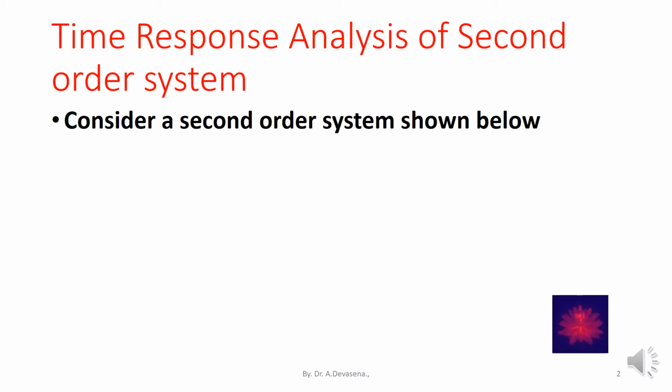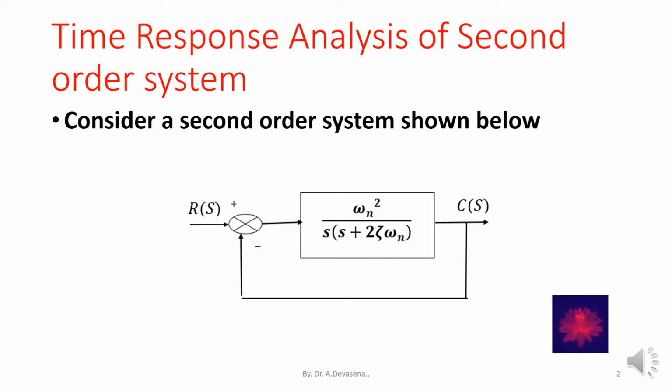Consider a second order system shown below. Here is a representation of a second order system. The value of G(s) for this second order system is omega n square divided by s into (s plus 2 zeta omega n). A unity feedback is applied to this circuit. A negative feedback is applied. The input is R(s) and the output is C(s).